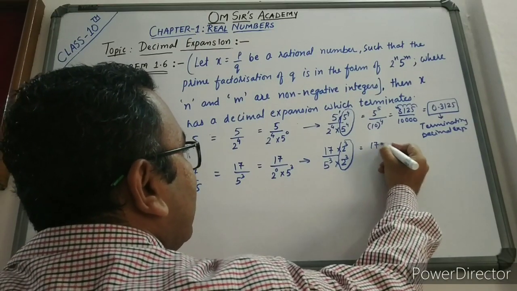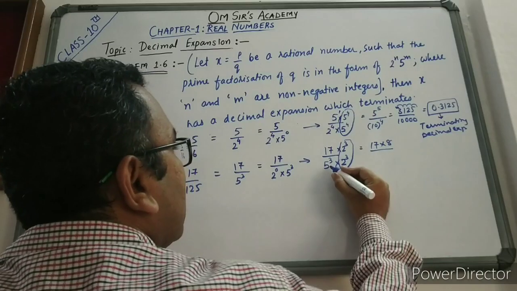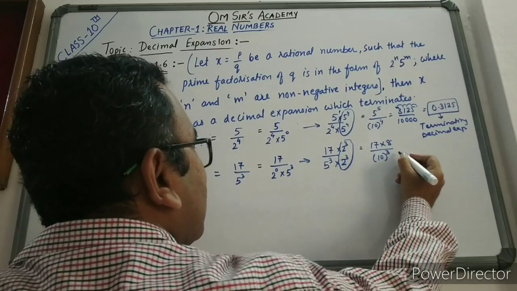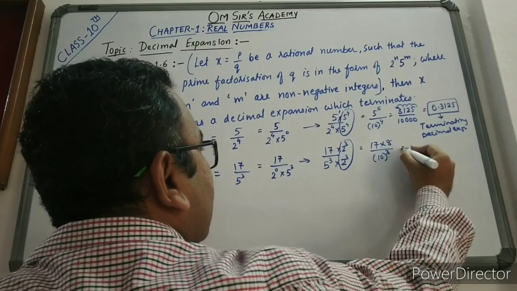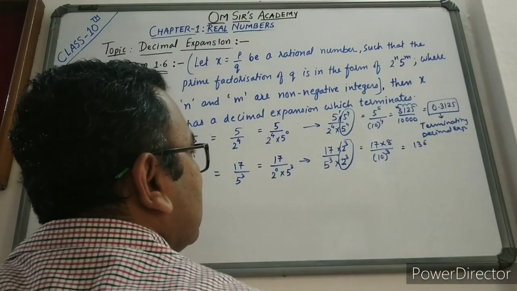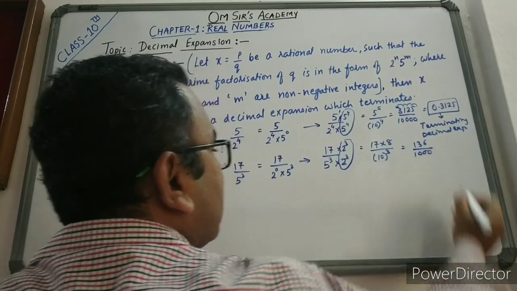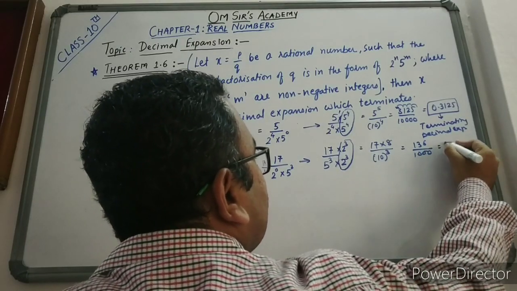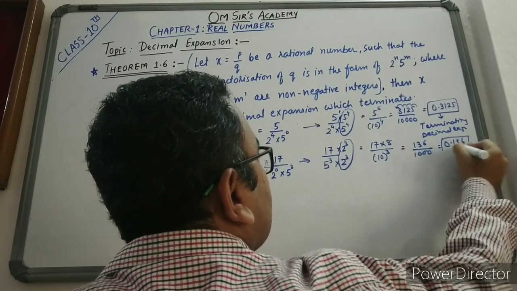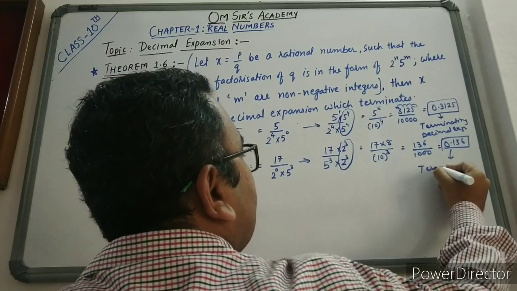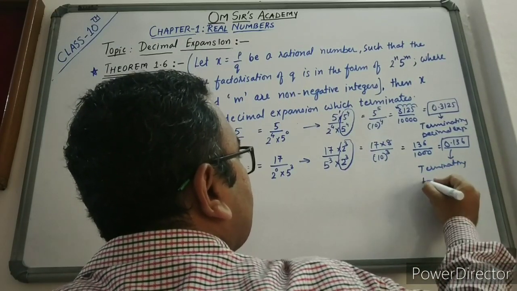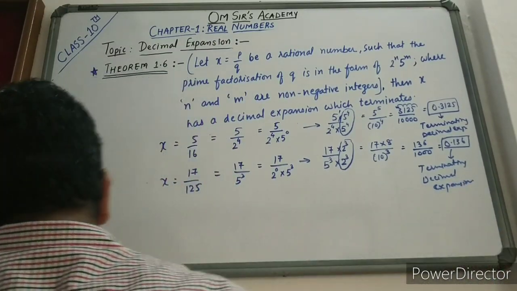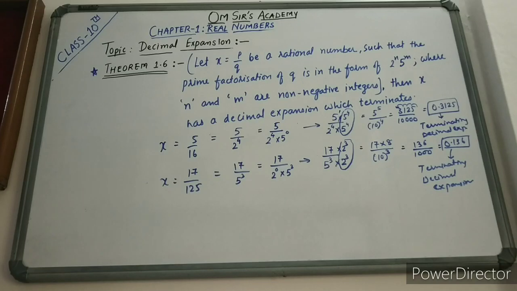So it will be what? 17 into 2 cube is 8, upon 5 twos are, it will be 10 whole raised to power 3. So 17 into 8 is what? 136 upon 1000. Is it clear? So it will be 0.136. This is also your terminating decimal expansion. Is it clear, friends? So it is very easy.